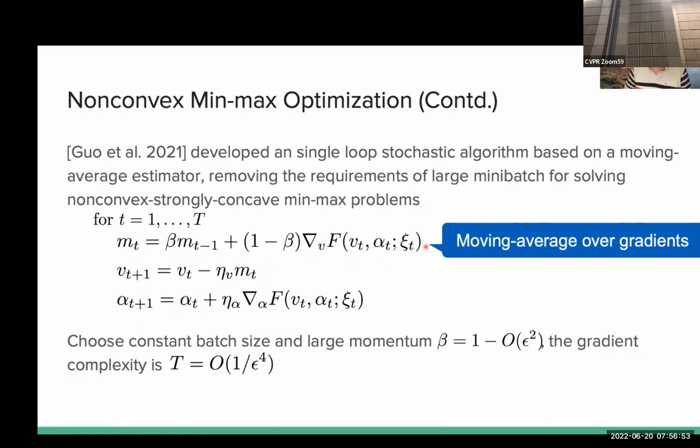And this line mimics the momentum people use in deep learning, for example SGD momentum or the Adam algorithm, which use similar techniques. And Guo et al. proved that if they choose a constant mini batch size and a large momentum parameter, where 1 minus beta is of order epsilon squared, and epsilon is a small number here, then they can show that the gradient complexity is of order 1 over epsilon 4. So this algorithm is an improvement over previous algorithms that either require double loop or a large mini batch size. Also, this large momentum beta mimics the Adam parameter in practice. Usually in SGD momentum or Adam, people choose beta to be 0.9 or 0.99. This is actually a theoretical explanation for that, because beta is sufficiently large when epsilon is very small.